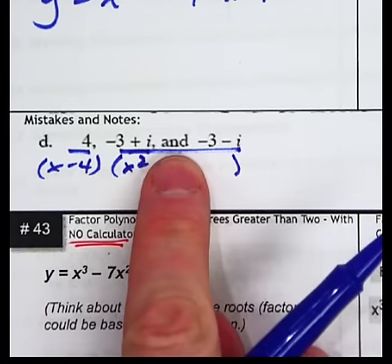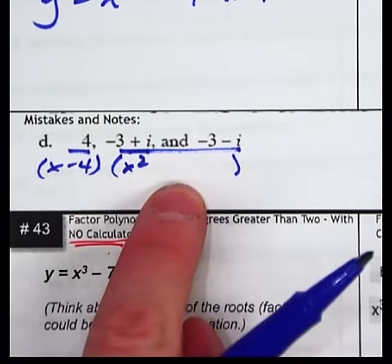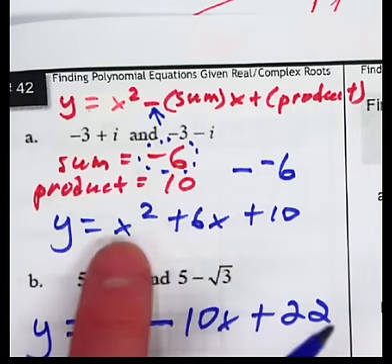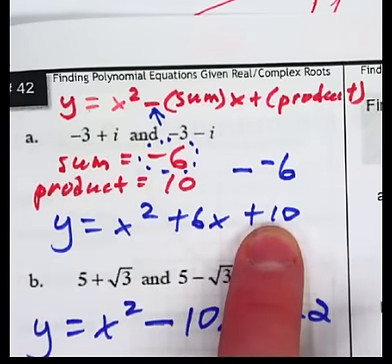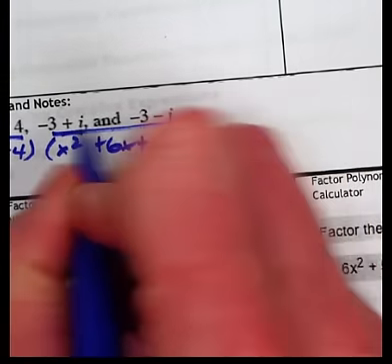Well, the nice thing about this particular example is, again, all we do is add and multiply, and we can fill in this part of the equation. We just did that one up here. It's the exact same numbers. So therefore, it's x squared plus 6x plus 10. So I can just plug that in. If I didn't know that, though, if it was different numbers, I just add and multiply, not a big deal.